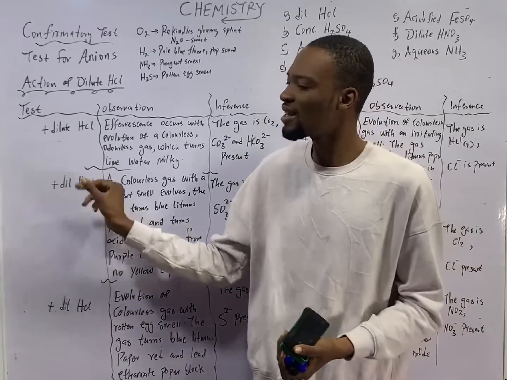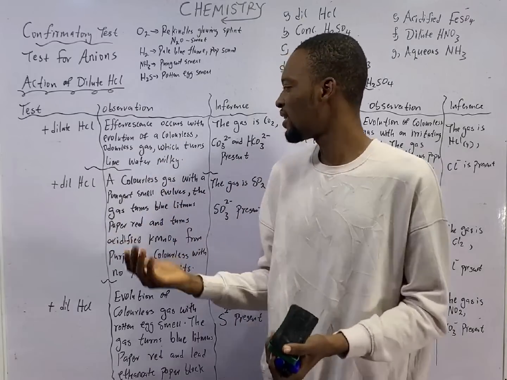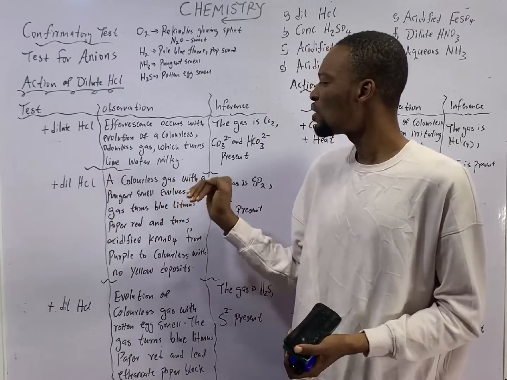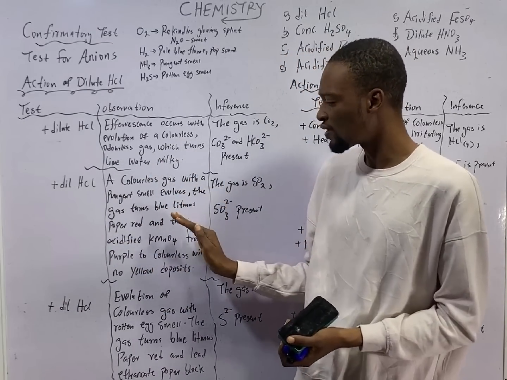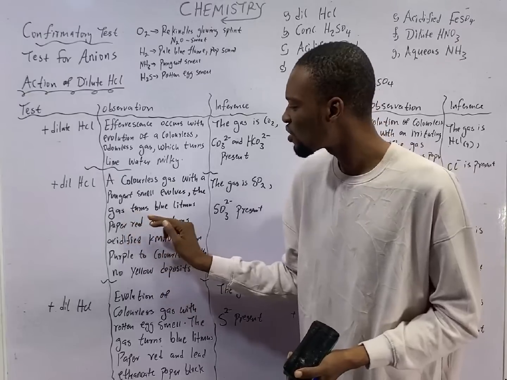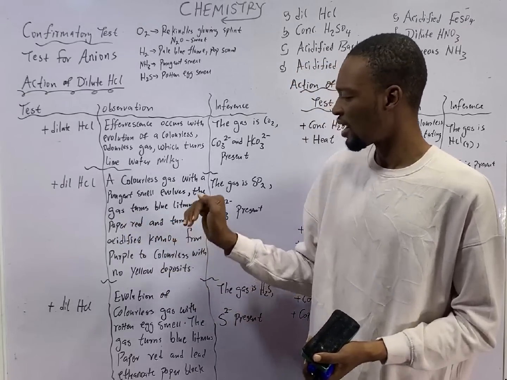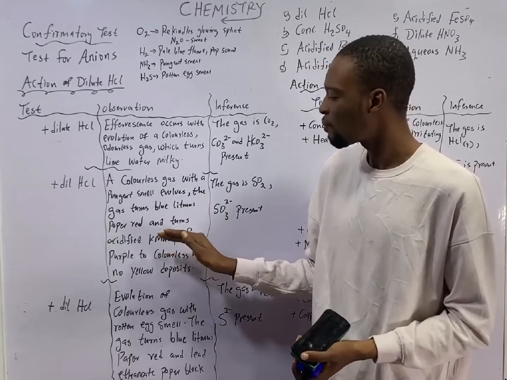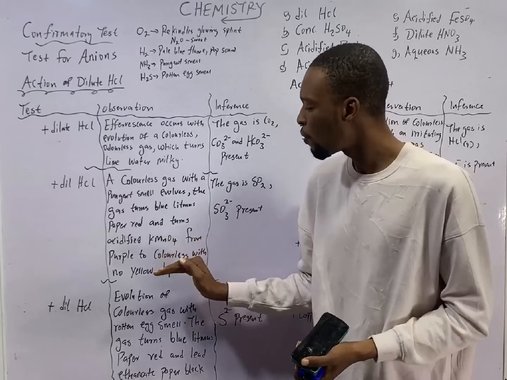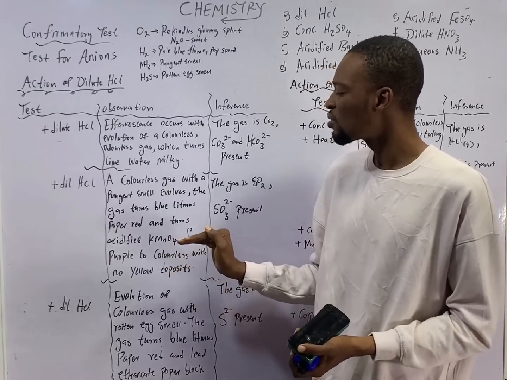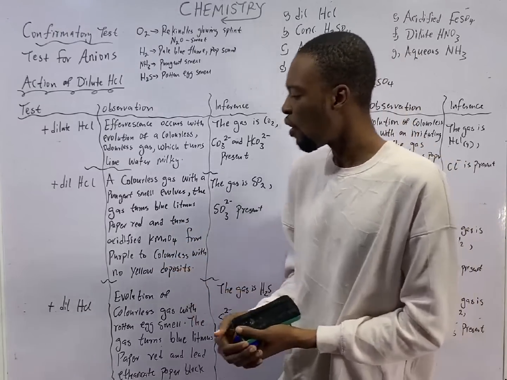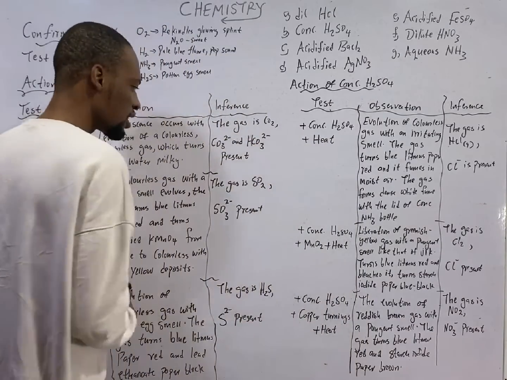Dilute HCl was added to something. Then a colorless gas with a pungent smell evolves. The gas turns blue litmus paper red and turns acidified potassium permanganate from purple to colorless with no yellow deposit. What gas is detected?